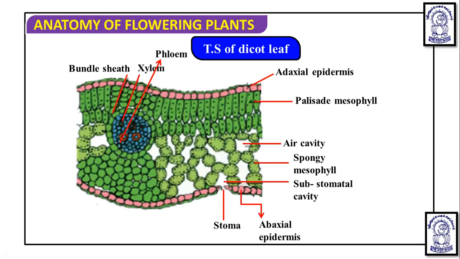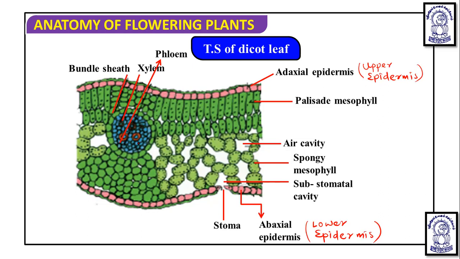Dear student, in a dorsiventral leaf, if we take a transverse section, you will see the adaxial epidermis. This adaxial epidermis is nothing but the upper epidermis. So the upper epidermis is also known as adaxial epidermis. Then the abaxial epidermis is the lower epidermis. So the lower epidermis is known as abaxial epidermis.